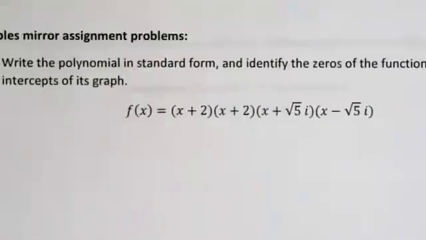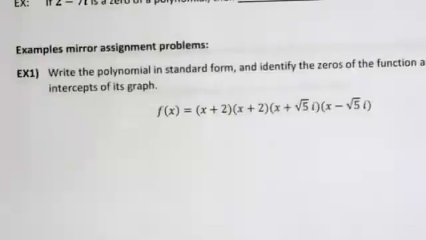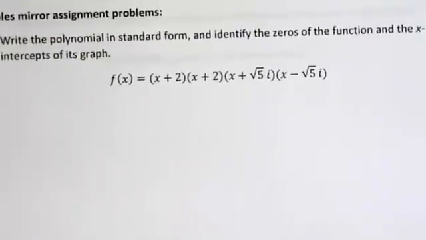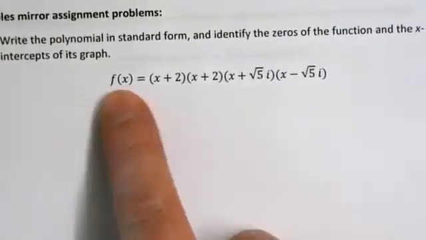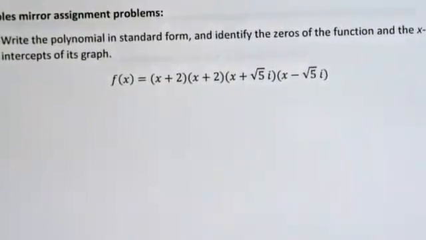So let's use these theorems and do some problems. And just so you know, these problems mirror the instructions and types of problems that you're going to see in your assignment for today. So in this first example, they've given us a function. It's a polynomial function, but it's in linear factorization form. They want us to write the polynomial in standard form, identify the zeros and the x-intercepts of its graph.